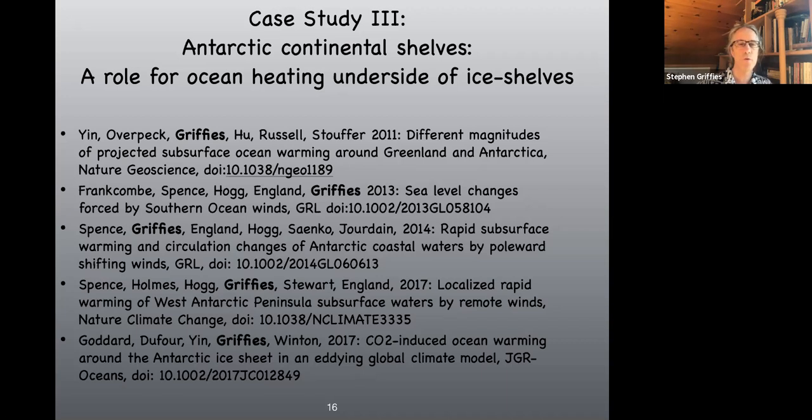So I'm going to go through a suite of talks here, starting from the CMIP3 era models from the Yin et al. and the Francombe et al. studies, and then move into some finer resolution 10th degree simulations from Spence et al. and Goddard et al.